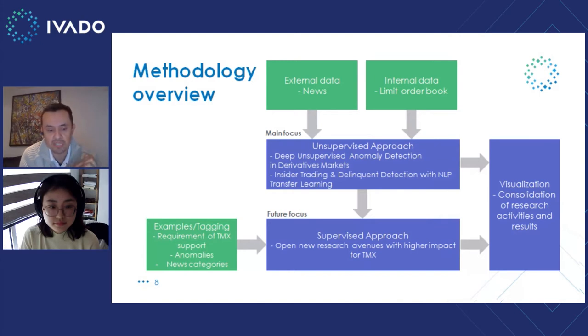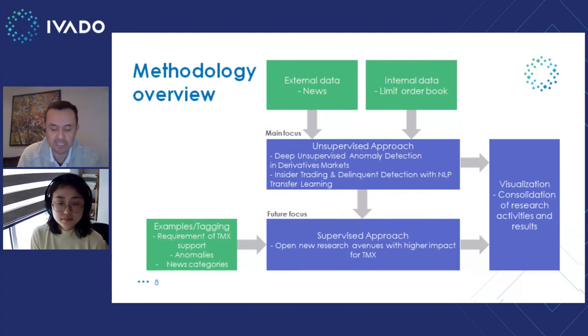We're focusing at the beginning on two use cases. The first one, we call it deep unsupervised anomaly detection, where the idea is to start exploring representations of this data, because as I will explain later, this data is multidimensional. It has many, many dimensions and many levels of complexity. How can we represent this in ways that clustering and unsupervised visualization can function?